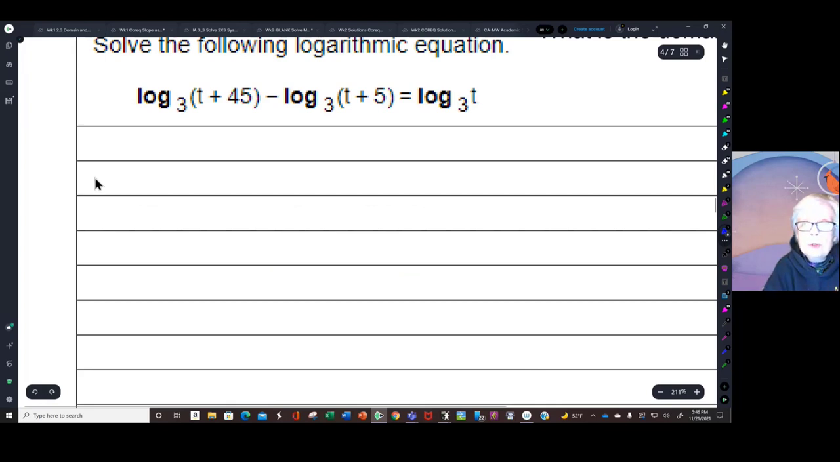Yay, it's time for a new method. Called the one-to-one property, or the property of one-to-one functions.